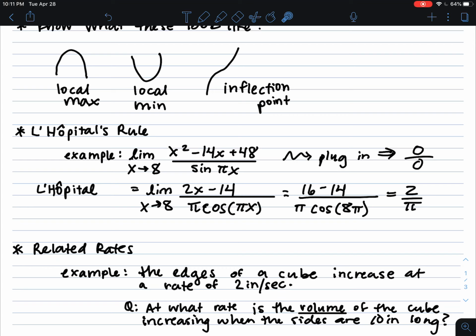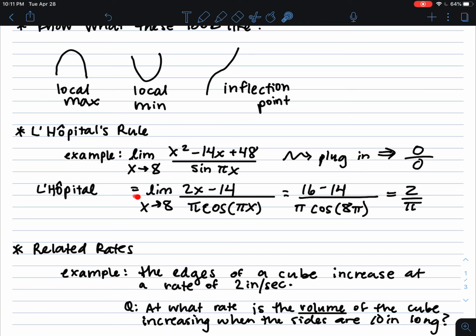It's for taking limits. So, for example, if we're taking the limit as x approaches 8 of x squared minus 14x plus 48 over sine of pi x, if we plug this directly in, we get 0 over 0. And so we've learned that previously we would have used like an algebraic tool, but actually there's no good algebraic tool when we're dealing with sine, so this is a perfect reason to use L'Hopital's rule. And in L'Hopital's rule, you just take the derivative of the numerator over the derivative of the denominator and then evaluate the limit as normal.